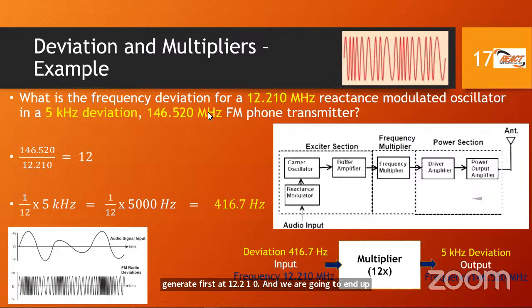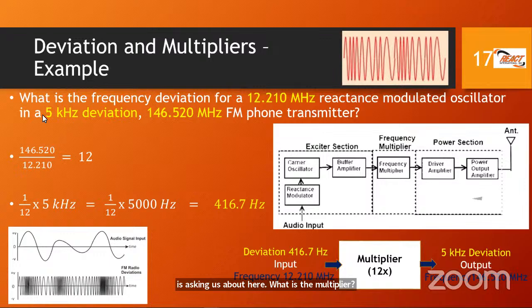frequency of 146.520 by the time we multiply it by some number, we also need to know that when we generate this frequency inside of the radio, to end up with a 5 kilohertz deviation after we multiply, we need to make sure that we divide this by some number so that when it's generated, it's not 5 kilohertz, it will be much less. But when it's multiplied by whatever the ratio is, we will end up with 5 kilohertz. So that is what this problem is asking us about here. What is the multiplier, right?